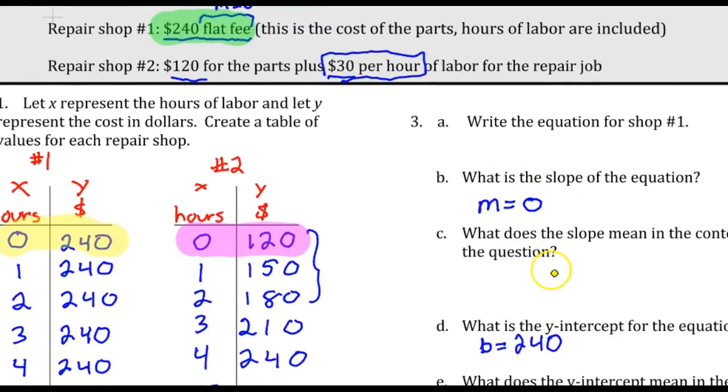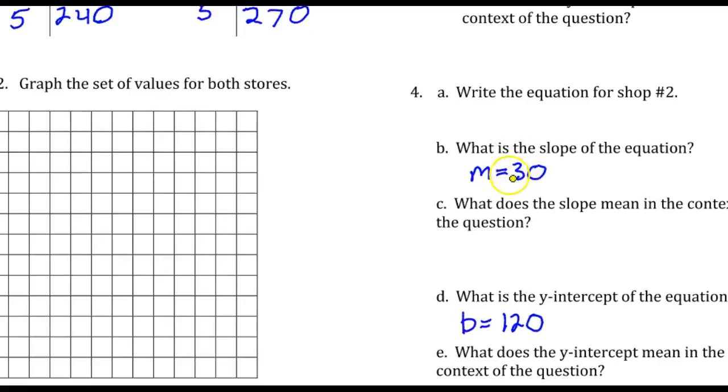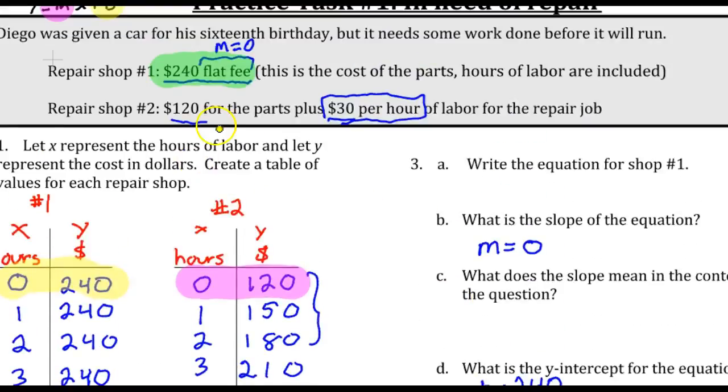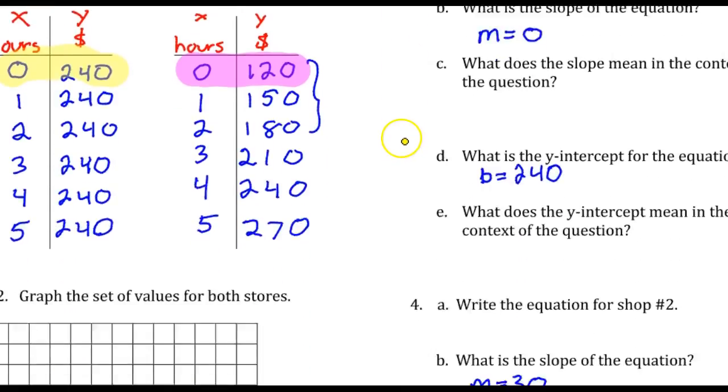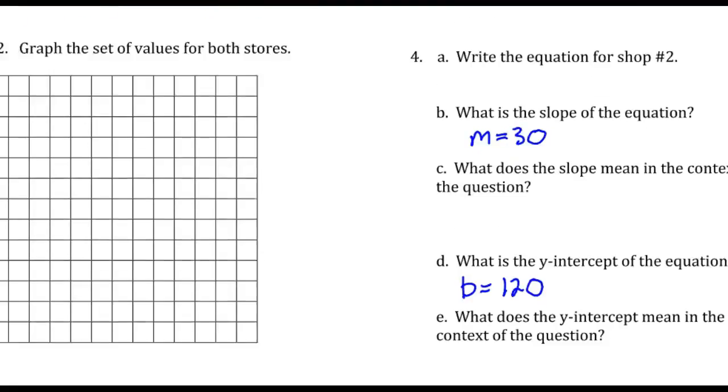What does the slope of 0 mean? It means that you're not charged any more money per hour. It's the same. You don't go up in cost every hour. It stays at 0. You can think of it as adding $0 more to your bill every hour. Same thing here. What does $30 mean? Well, $30 means $30 per hour that the cost goes up. Okay? So you can fill out what the two C's mean.